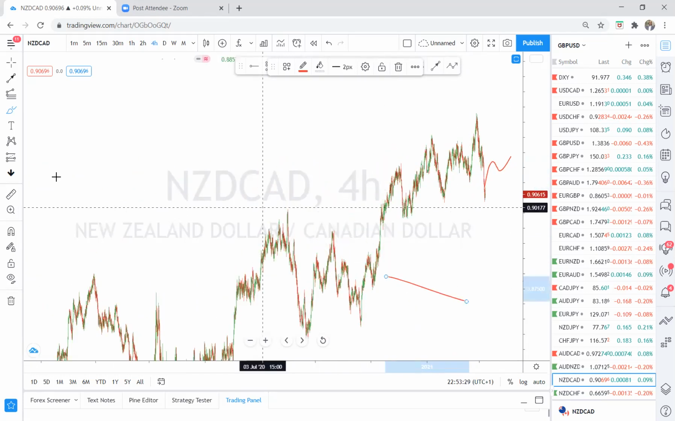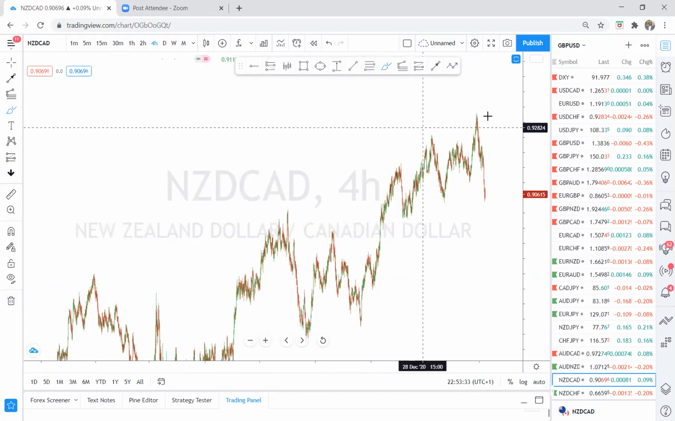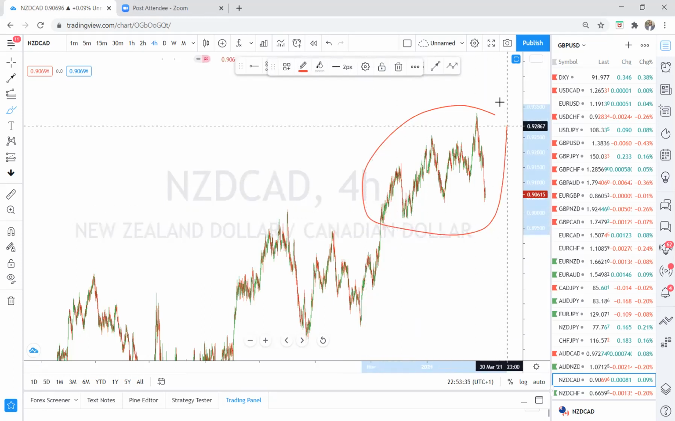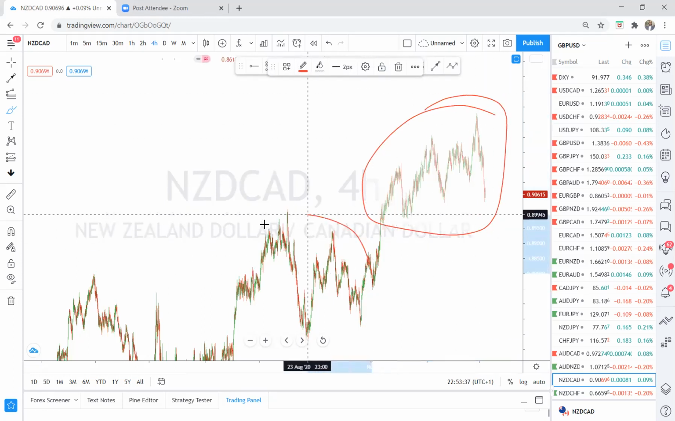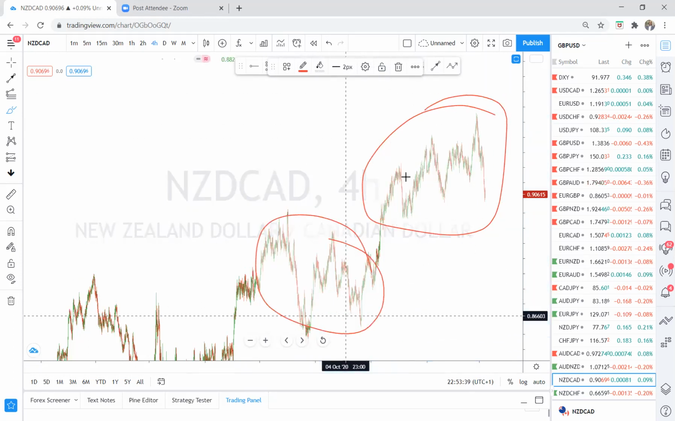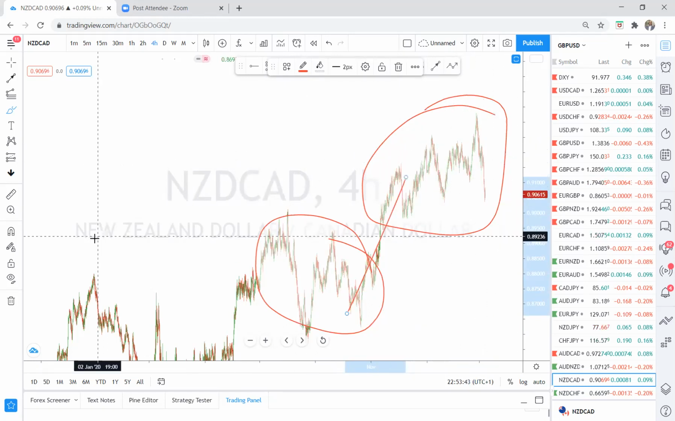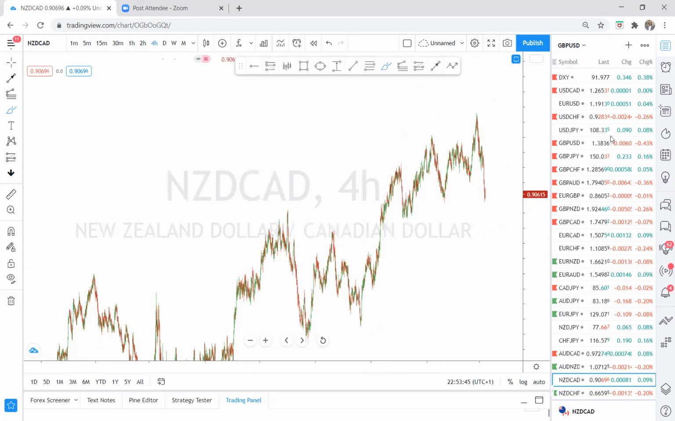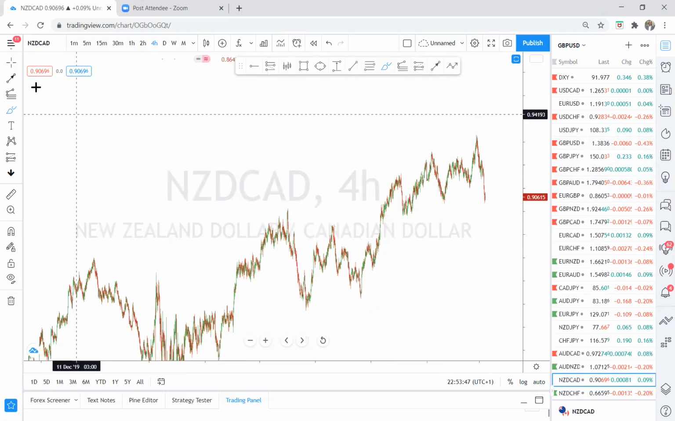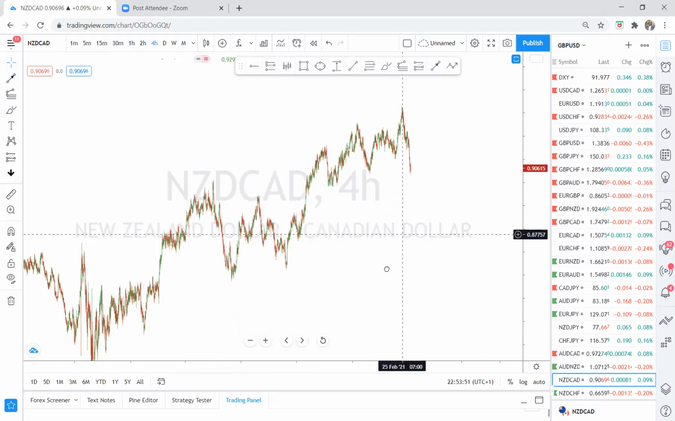What we want from NZD card is simple. We just want a correction, this correction to complete. Just as this correction completes, we have a push to the upside. We want this upper correction to complete for us to have a nice push to the upside. Then how do we know that the correction is a complete correction?